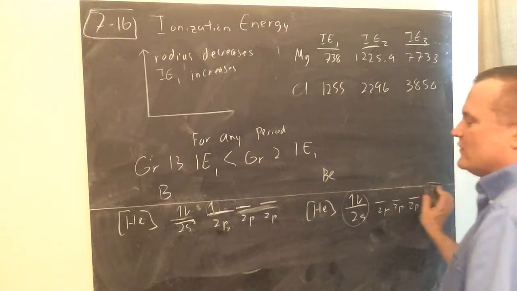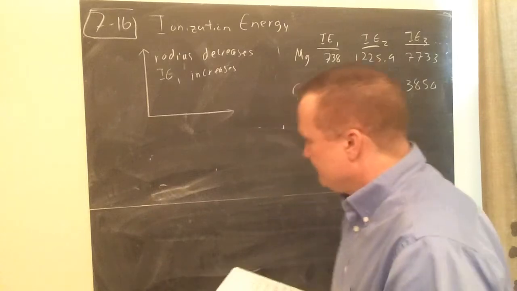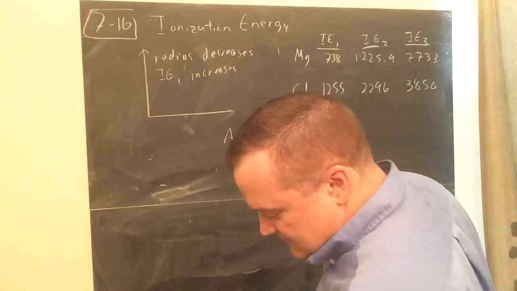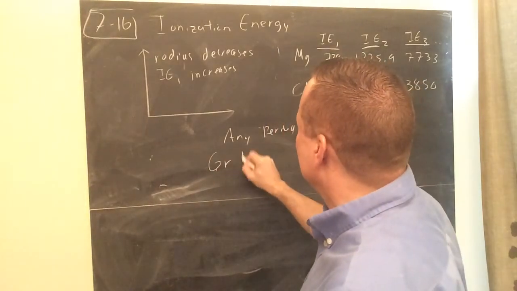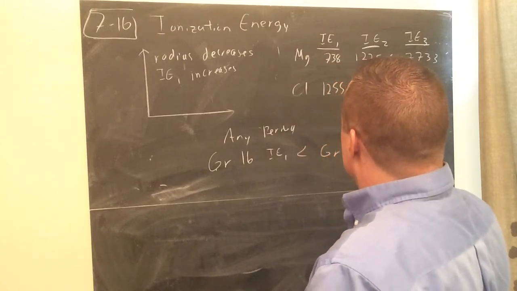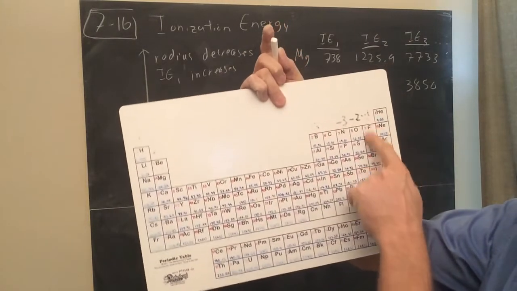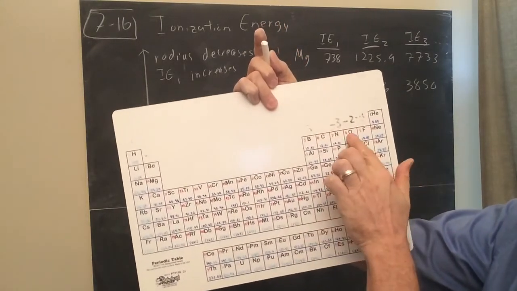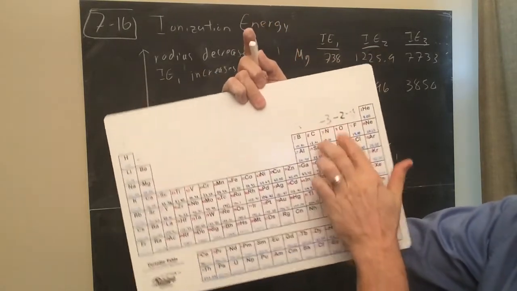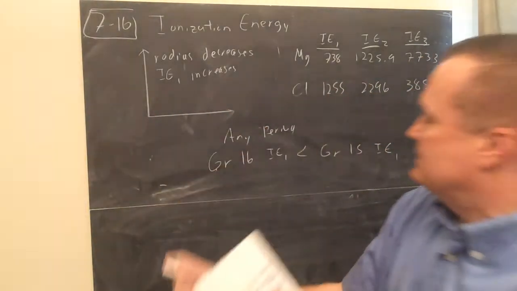All right. The other exception is for any period: Group 16 is less than Group 15. Group 16, which has oxygen, is less than Group 15, which has nitrogen. So let me do oxygen and nitrogen. I'll just do those two for you. Group 16, where it has oxygen, is less than nitrogen.